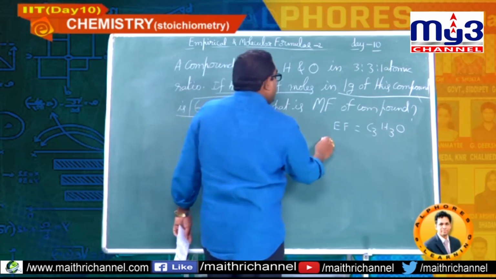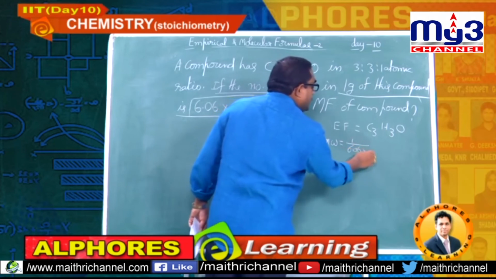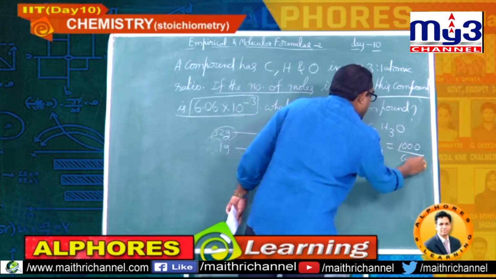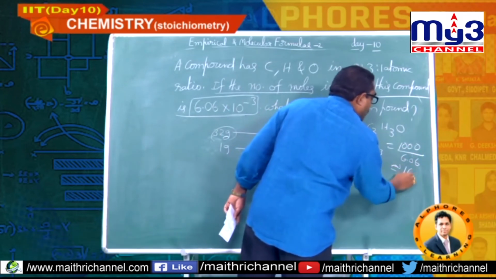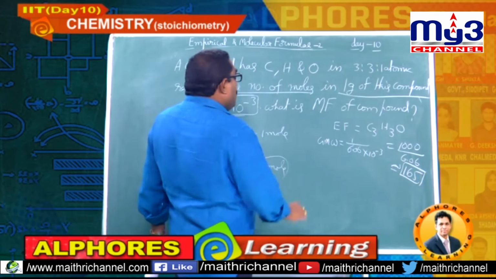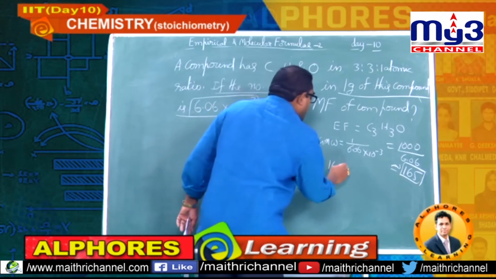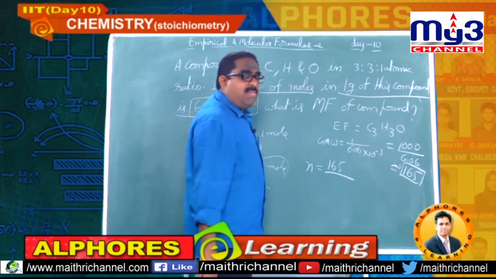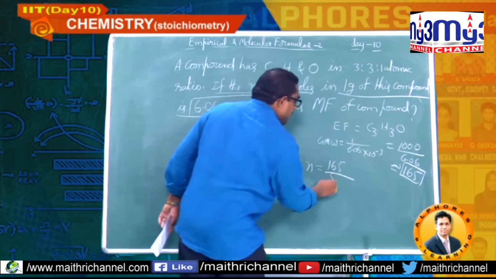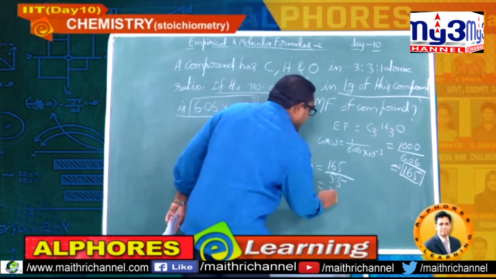Okay, I am writing. So GMW is equal to 1 by 6.06 into 10 power minus 3, which is equal to 1000 by 6.06. We will get it as approximately 165. Now you can calculate the value of n. Yesterday we have discussed this concept: molar mass divided by empirical formula mass. 3 into 12, 36 plus 3, 39, 39 plus 16, 55, empirical formula mass. So n value finally you will get as 3.